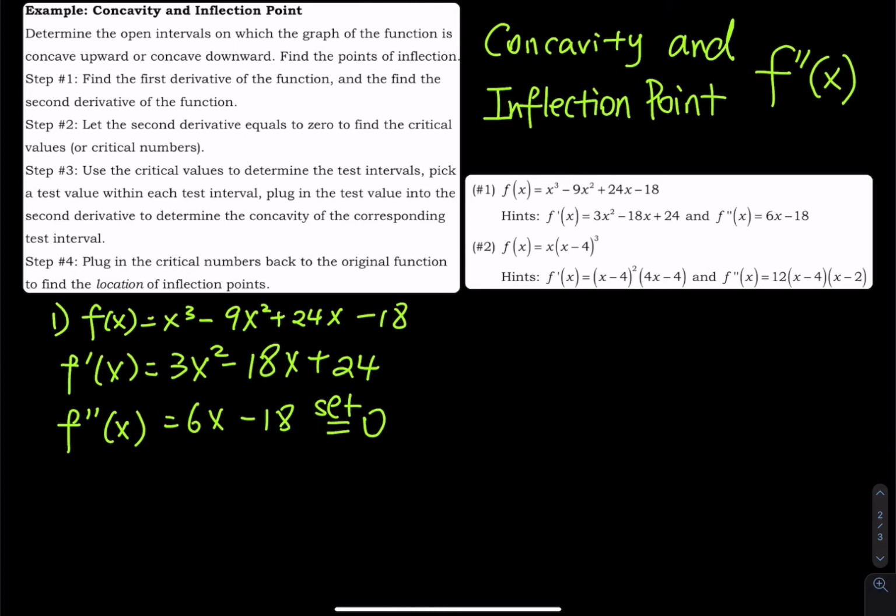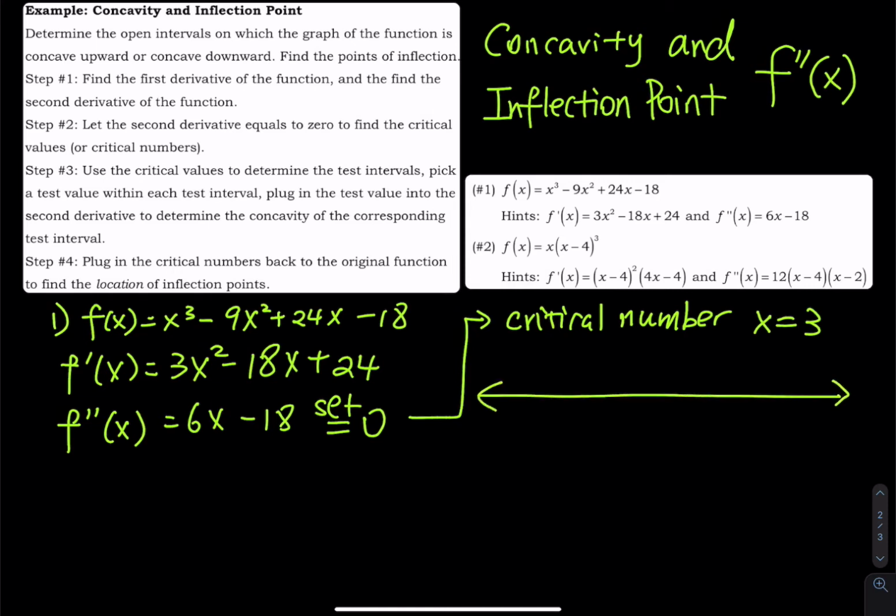So what is the critical number? The critical number is x equals 3, right? If you have x equals 3, you toss that on a number line, you cut this line into 2 intervals. The first one is from negative infinity to 3. The second one is from 3 to positive infinity, all right? And then the second step is you have to set up a table to test each interval, right?